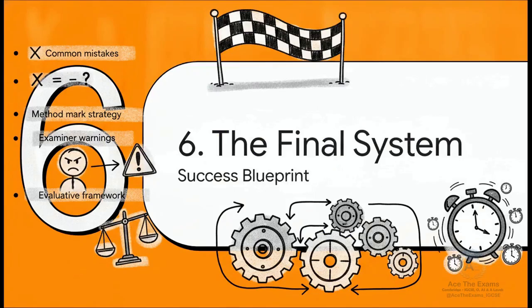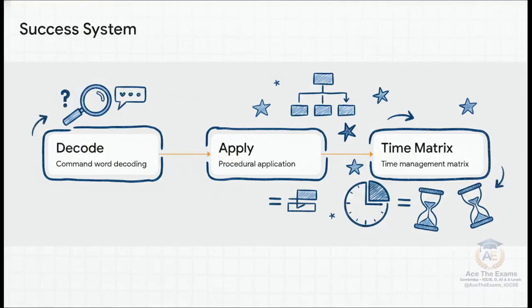Okay, we are in the home stretch. Part 6, the final system. Students who implement these mathematics strategies see an average improvement of 2 grade boundaries, but only if they practice consistently with our weekly videos. Let's condense everything we've talked about, the common mistakes, the method mark strategy, the examiner warnings, the evaluative framework, into the ultimate mathematics success blueprint. Here are the final 3 rules that, when combined with the method mark strategy, will completely transform your test-taking ability.